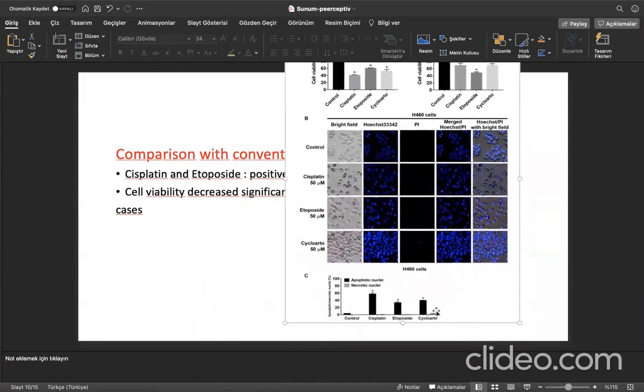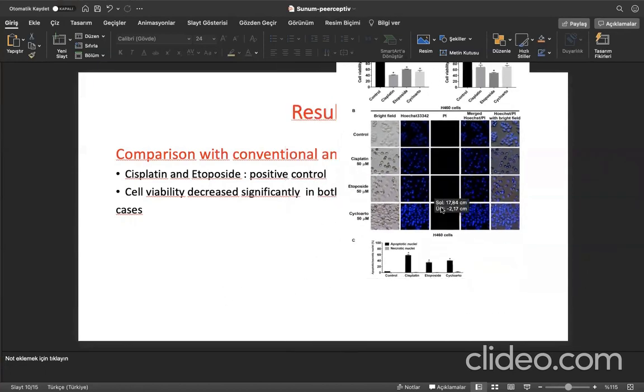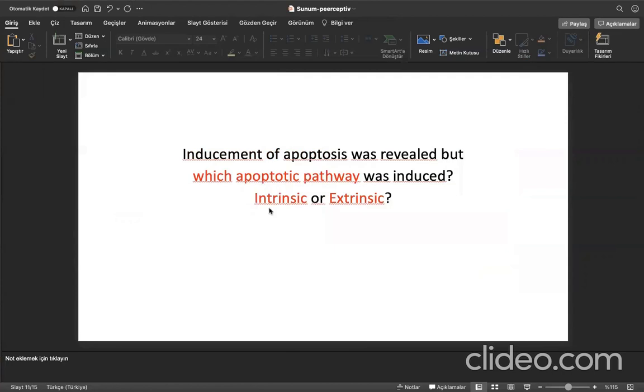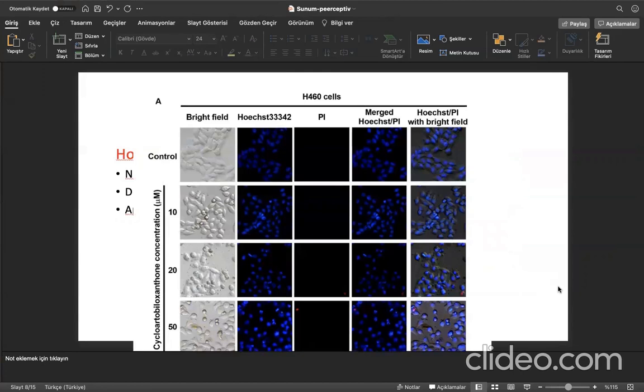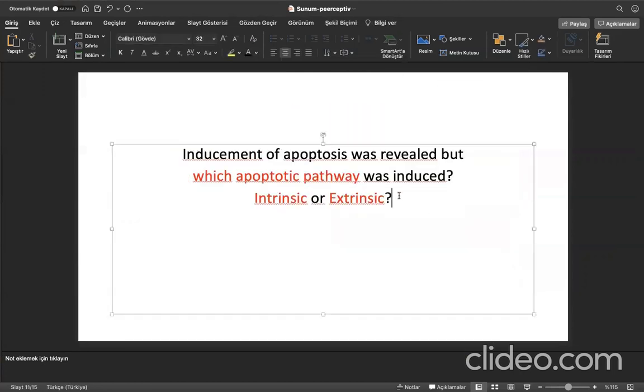And as you can see, the apoptotic necrotic nuclei rate was high for cycloartobiloxanthone, and it increased dramatically compared to the control group, and it has almost the same effect as conventional drugs. It has a comparable effect to conventional drugs. So from the last three experiments, we can say that apoptotic cell death was induced by the compound.